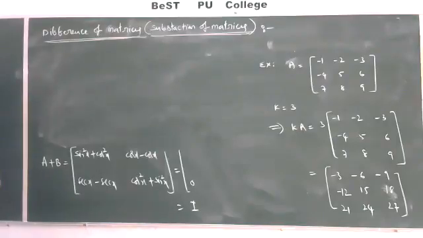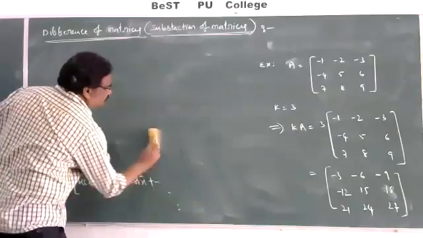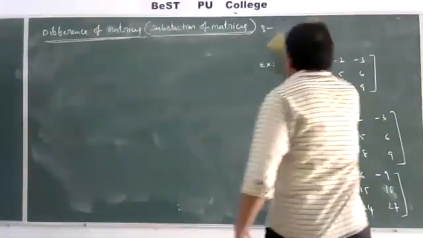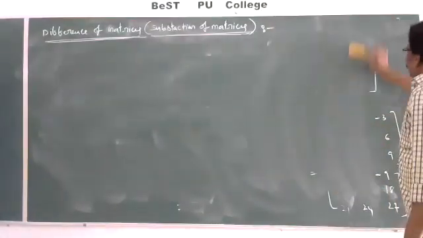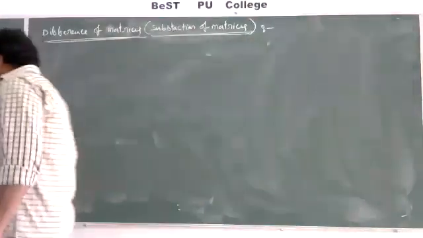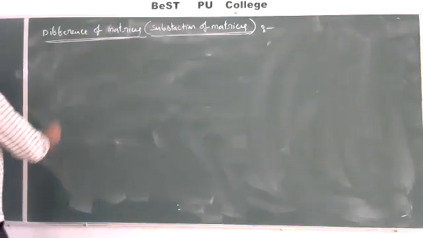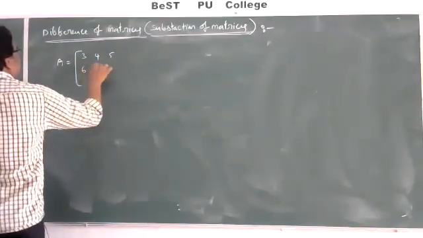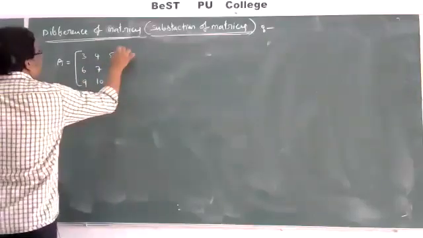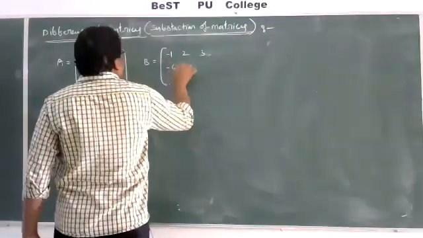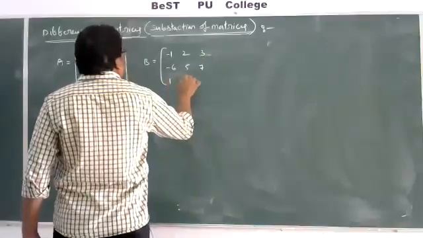Here also we require matrices of the same order. We can operate the minus between the two matrices. We require the two matrices to be of the same order. So the difference of the corresponding elements is nothing but the difference of the two given matrices. For example, A is a matrix 3, 4, 5, 6, 7, 8, 9, 10, 11. And B is another matrix, minus 1, 2, 3, minus 6, 5, 7, 1, 2, minus 7.